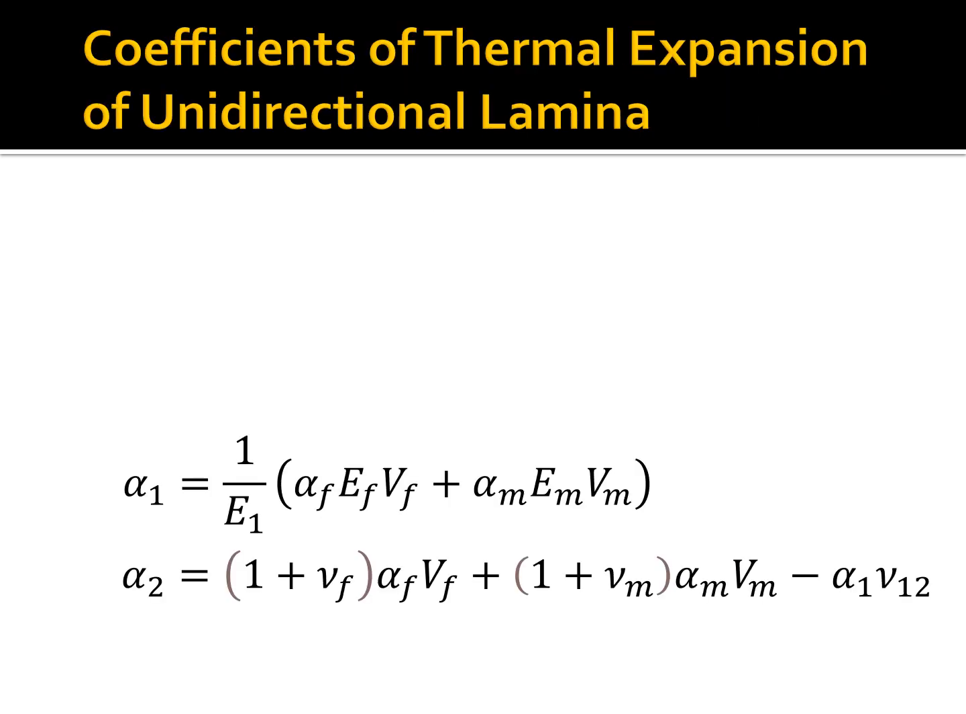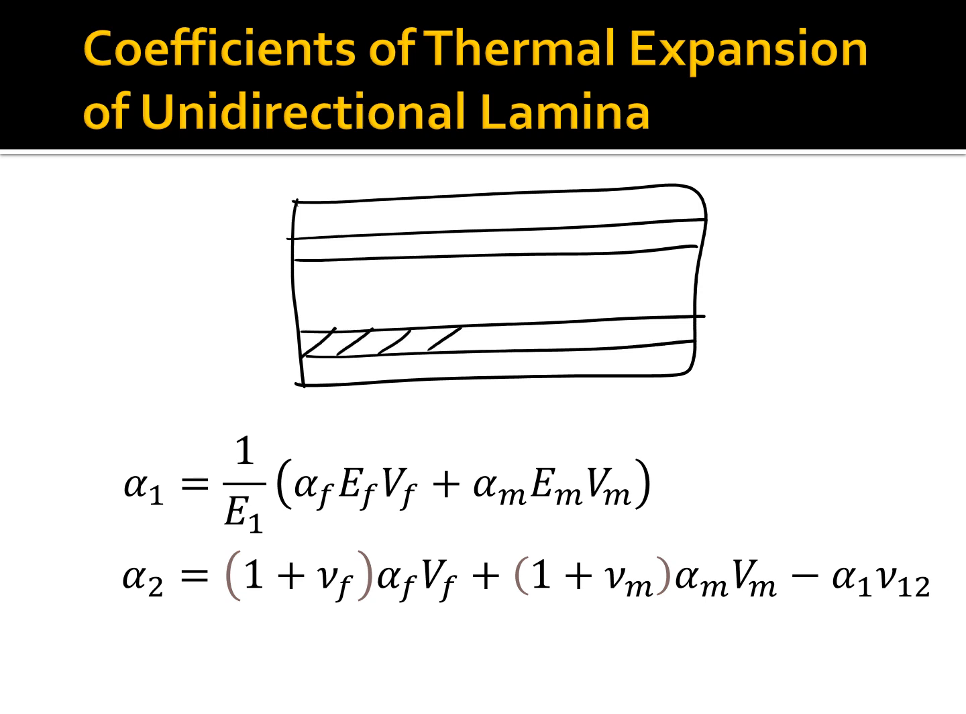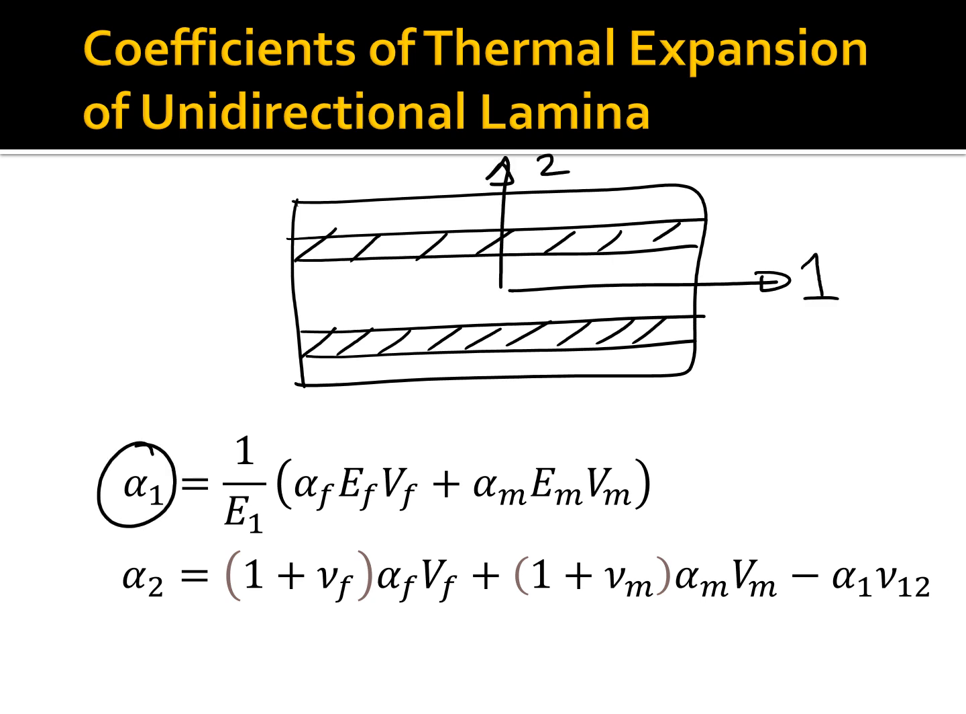So here are the formulas which we found for alpha 1 and alpha 2 when we were modeling the problem. I'm just showing that for completion purposes, since we already derived these formulas for alpha 1 and alpha 2. Now we're going to see how we can do this experimentally. This is alpha 1, which is in the direction parallel to the fiber. This is alpha 2, which is in the direction perpendicular to the fiber. This is called the longitudinal thermal expansion coefficient, and this is called the transverse thermal expansion coefficient. So let's see how that is done experimentally.